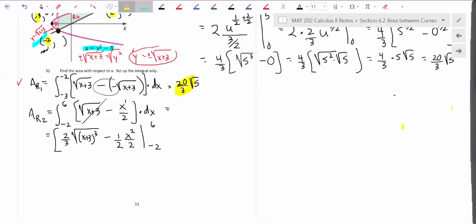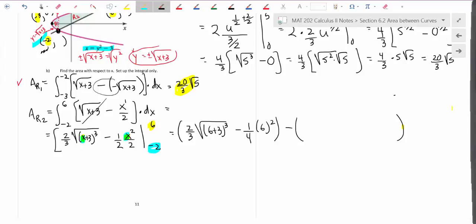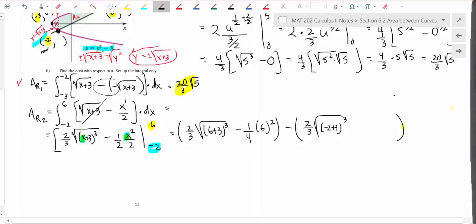Okay, all right, so let's start with the upper limit of integration, plugging in there and plugging in there. So we're going to have 2/3 square root of 6 plus 3 to the third, minus 1/4 times 6 squared. And we're going to plug in the -2 into the antiderivative, so that's going to give 2/3 square root of -2 plus 3 to the third, minus 1/4 times -2 to the second, like that.